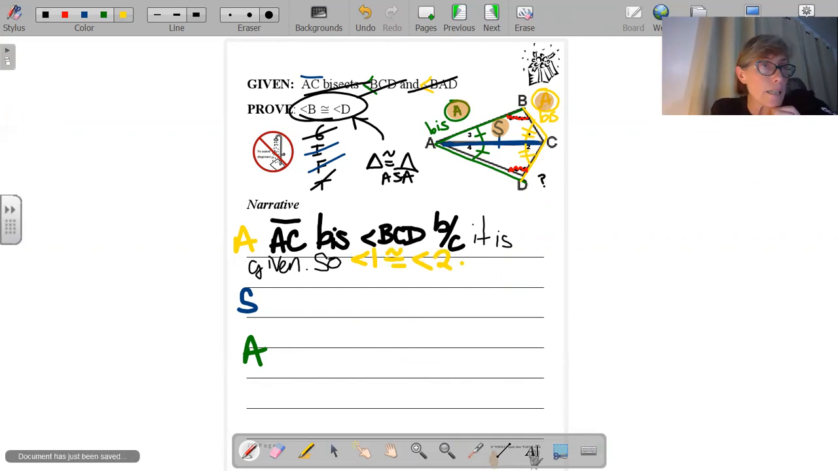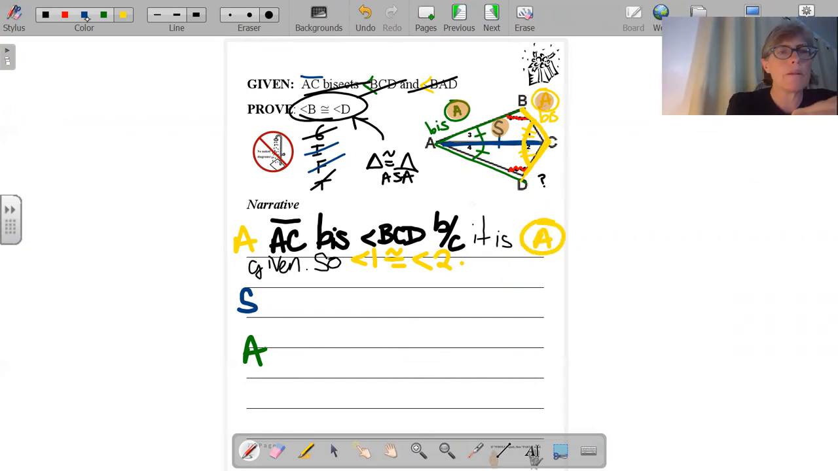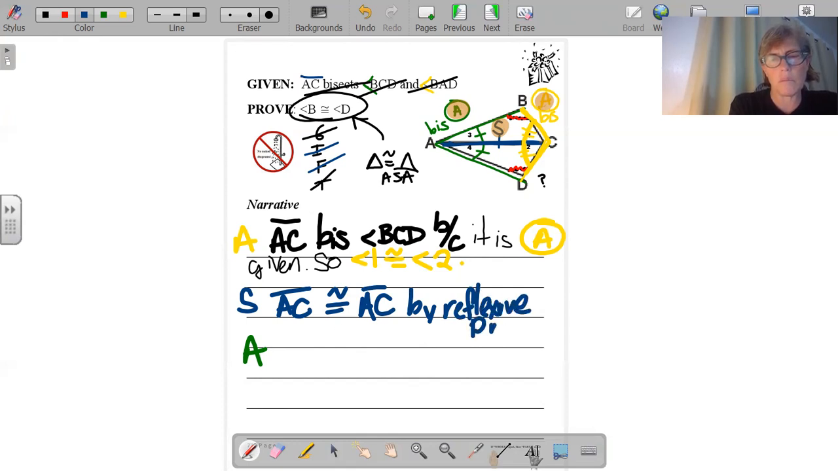We were given that AC bisects BCD, and that gave us angle 1 congruent to angle 2. There's your first angle. Then we know that AC is congruent to AC. Reflexive property, there is your side.